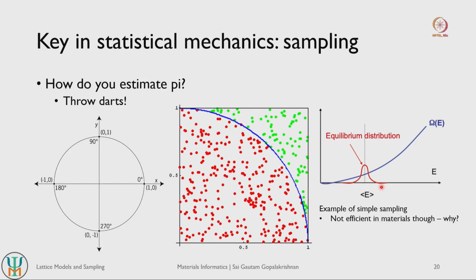So in material science it turns out that if you use simple sampling techniques, you don't quite get good properties of your system.